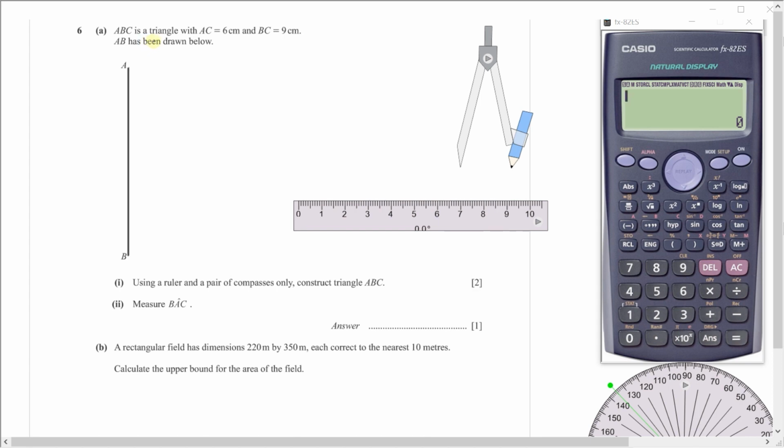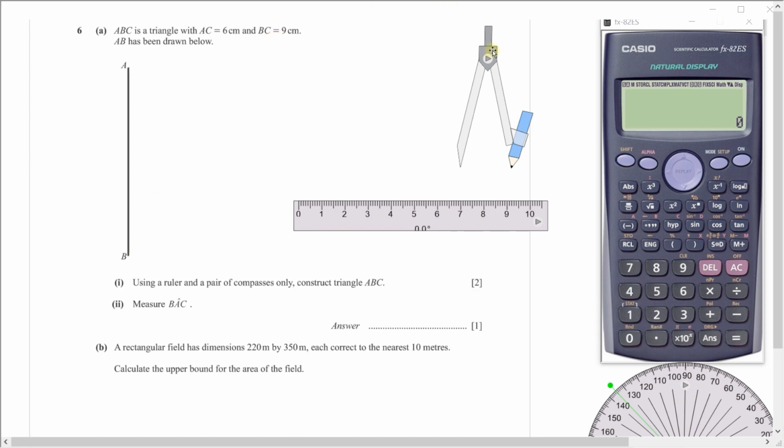Question number 6 is ABC is a triangle with AC 6 centimeters and BC 9 centimeters. AB has been drawn below. Using a ruler and a pair of compasses only, construct the triangle ABC. So you're given that the point C is 6 centimeters from A and it's 9 centimeters from point B.